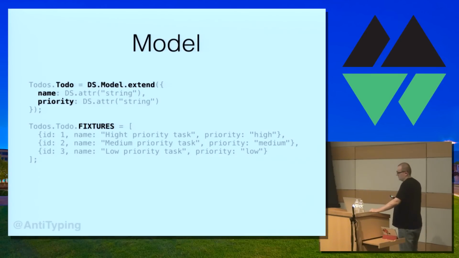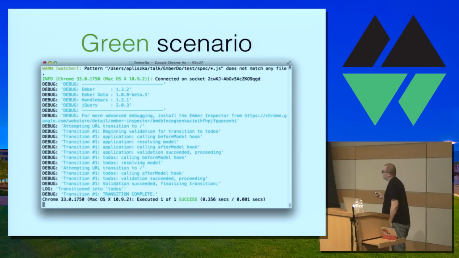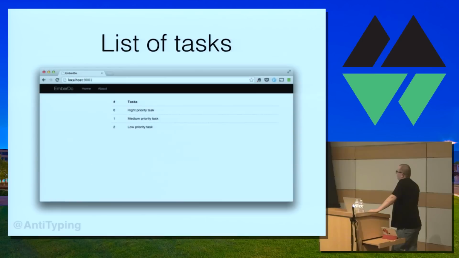And because here we are concentrating only on the UI, we're going to use fixtures. We're not going to use any server. So we have a fixture which is a fixed list of three tasks. And now when we save all those files, our tests rerun and they are passing. And if you open the browser, you can actually see that it displays the list of tasks.